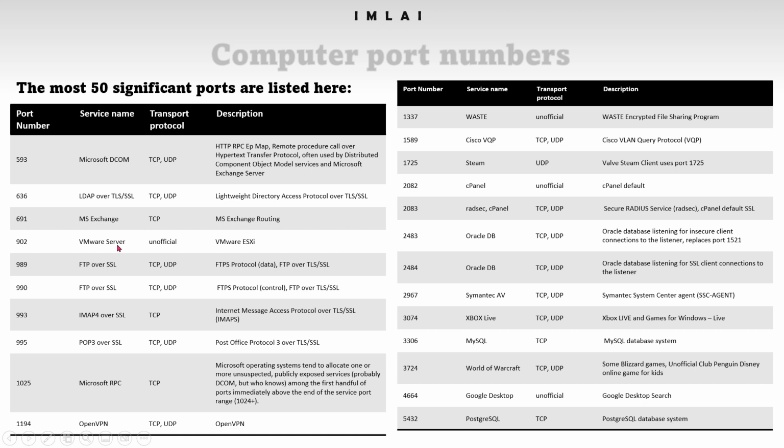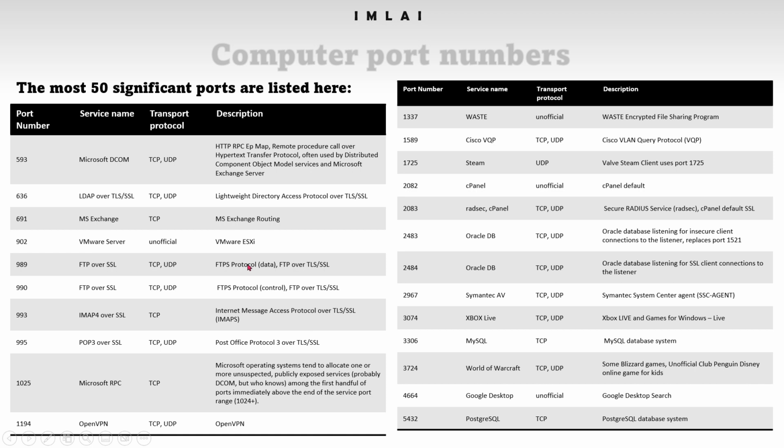So then we have MS Exchange. MS Exchange routing runs at 691 with the transport protocol TCP. Then we have VMware server. It's VMware ESXi, and there is no official transport protocol because it is unofficial, but it can be run at 902. Then FTP over SSL. We have seen unsecure FTP, but you can have a secure one over SSL.